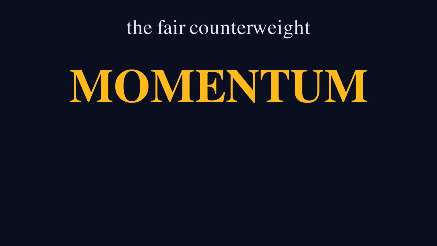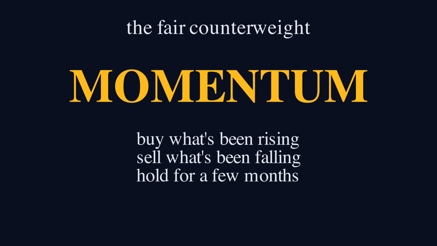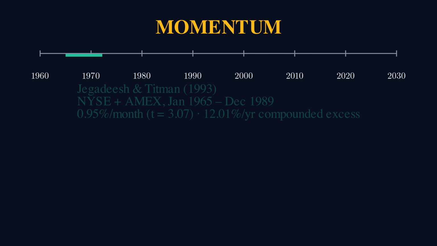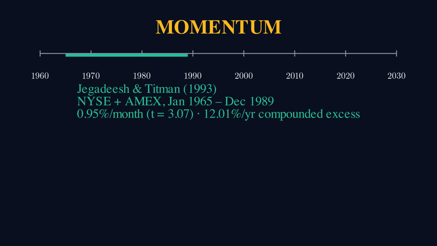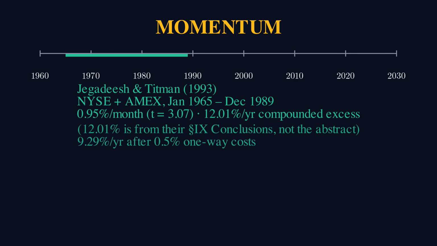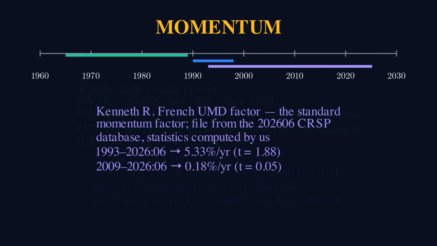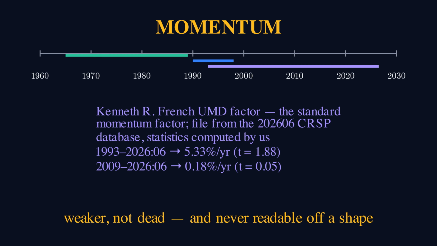Momentum. Buy what's been rising, sell what's been falling, and hold for a few months. From 1965 through 1989, Jegadeesh and Titman measured 12.01% a year. 9.29% after costs. It kept working out of sample through the 90s, unlike size and value. But since publication, the standard momentum factor has run 5.33% a year, T-statistic 1.88. Since 2009, 0.18% a year. Weaker, not dead, and never readable off a shape.